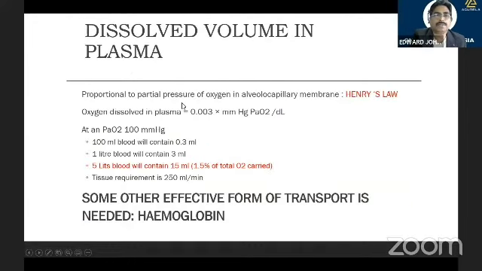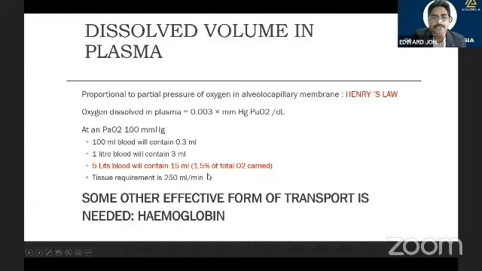Dissolved oxygen in plasma is proportional to the partial pressure of oxygen above the plasma, according to Henry's law. For 1 mm of mercury of partial pressure of oxygen, the dissolved oxygen in plasma is 0.003 ml. When the PaO2 is raised to 100 mm of mercury, the dissolved oxygen will be 0.3 ml per 100 ml. For 1 liter, it will be 3 ml. For 5 liters, that is the cardiac output, it will be around 15 ml.